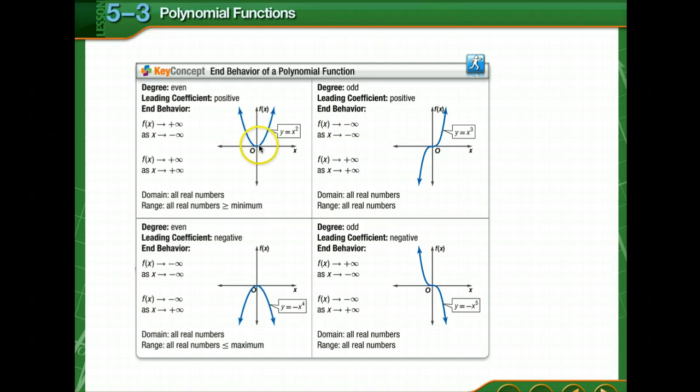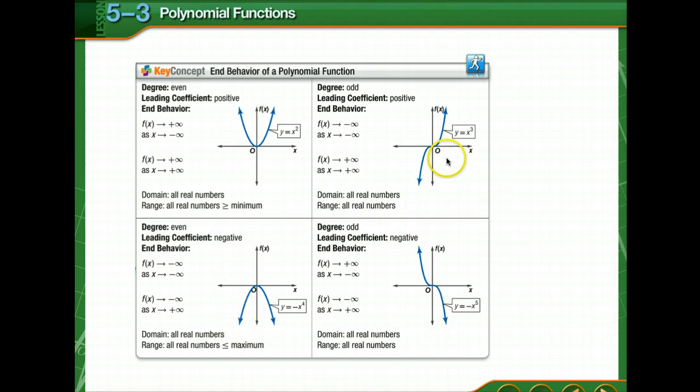As x approaches positive infinity, the function also goes towards positive infinity. As x approaches negative infinity, the function also approaches positive infinity. Look at that. So both times the function is going toward positive infinity. Doesn't matter if x is going positive or negative. Let's look at this one. As x approaches positive infinity, the function approaches negative infinity. As x approaches negative infinity, the function approaches negative infinity as well.